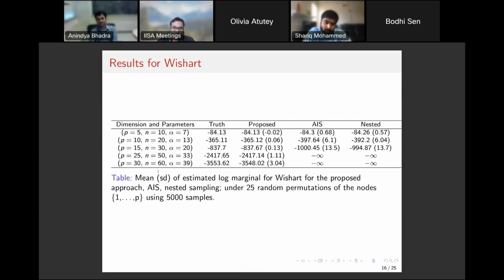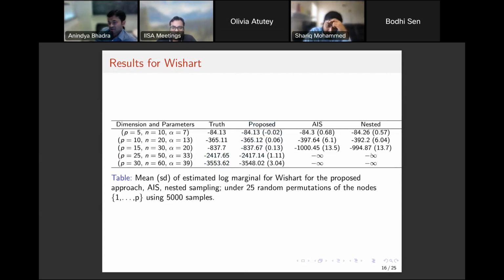Okay, so these are the results for Wishart. Here the truth is known, for various dimensions and various parameters for alpha. And this is the proposed approach. We compare with two things, annealed importance sampling and nested sampling upscaling, because these are the two things that still work somehow under positive definite restriction. Bridge sampling and things like that, we don't know how to do bridge sampling because we don't have a covering density. Up until about dimension 25, the results are about perfect, 2417, 2417, differing in fraction. Only at p equals 30, we start to see maybe a little bit of bias.